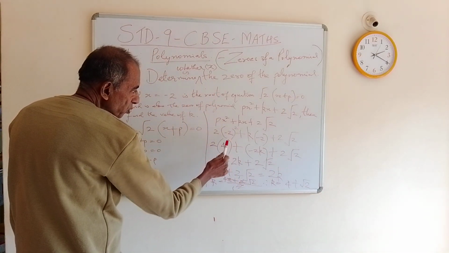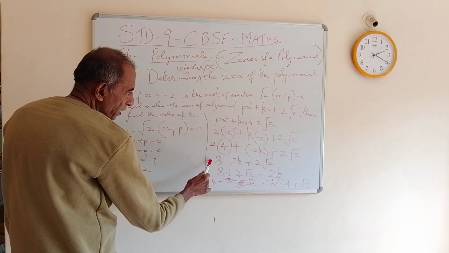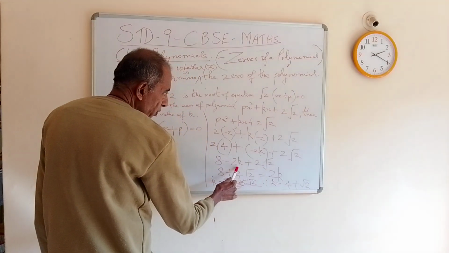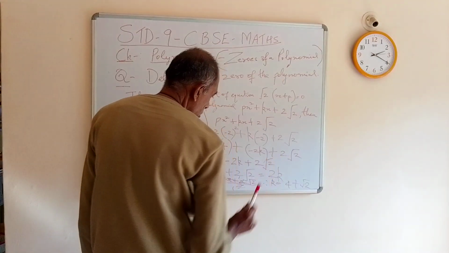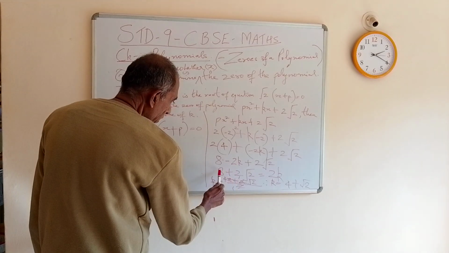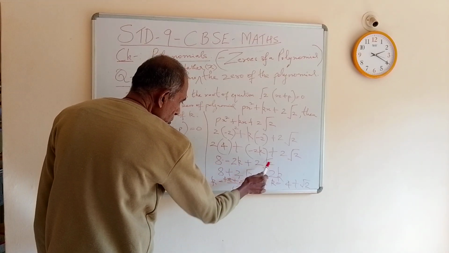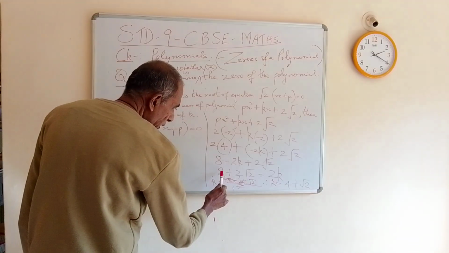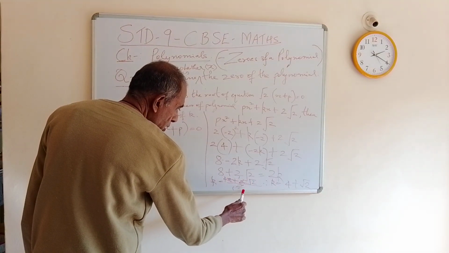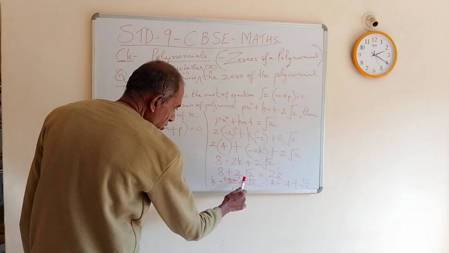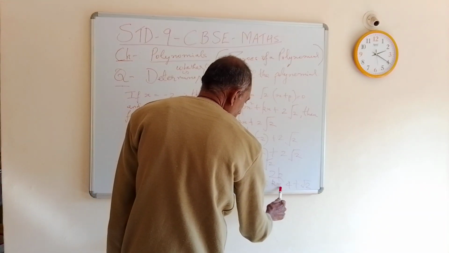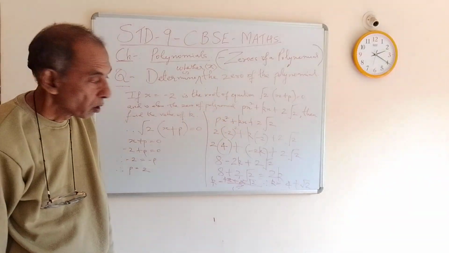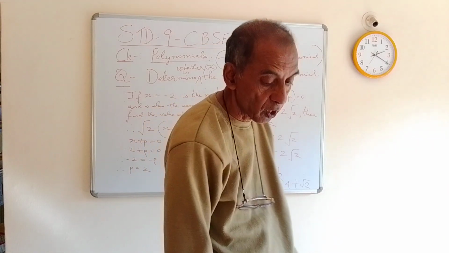Minus 2 into minus 2, 4. So 2 into 4 is 8, plus minus 2 into k is minus 2k, and this is plus 2 root 2. Now 8 plus this 2 root 2 is equal to 2k. Therefore k is equal to 8 plus 2 root 2 upon 2. So here we get 2 ones are 2, 2 fours are 8, 2 ones are 2, 2 ones are 2. So here what is remaining is k is equal to 4 plus root 2. Got it?